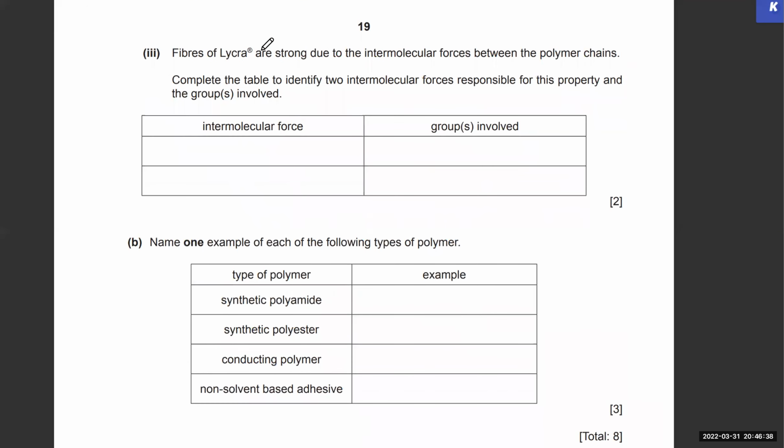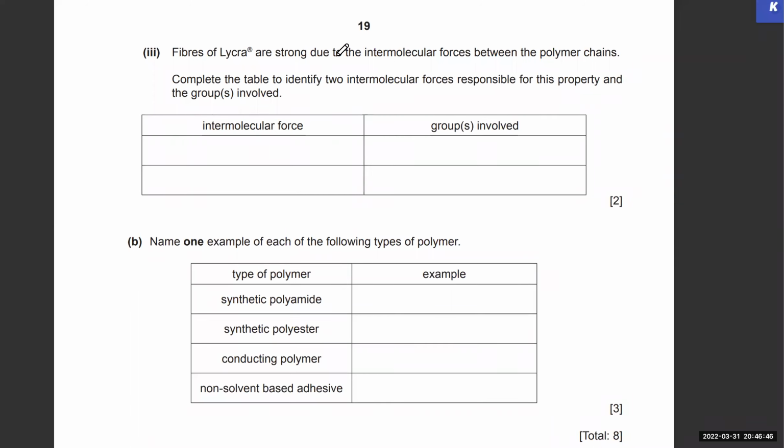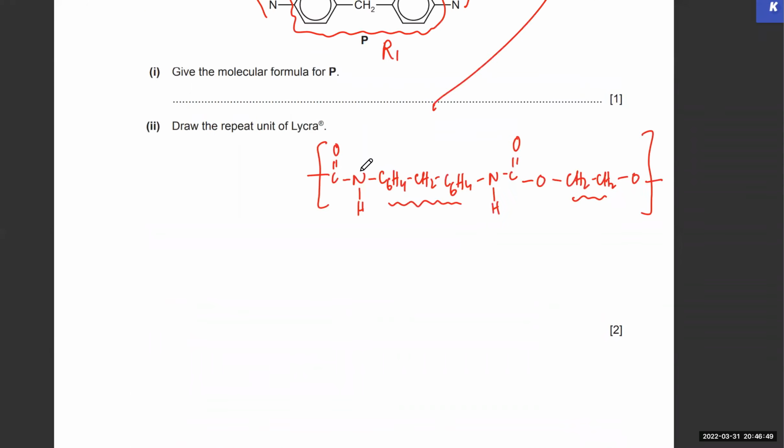The next one is: fibers of Lycra are strong due to intermolecular forces between polymer chains. Complete the table to identify two intermolecular forces responsible for this. So you're saying that it's strong. What are the two intermolecular forces? First thing, when you have NH, that is going to lead to what type of intermolecular force? Okay, it's going to be hydrogen bonds, right? And the other one, what other force do you have? Van der Waals forces or dipole.